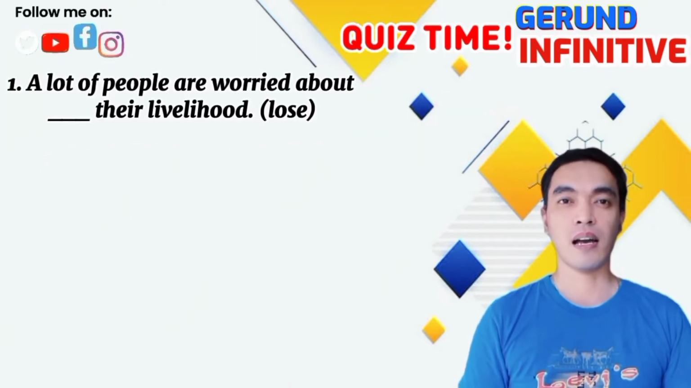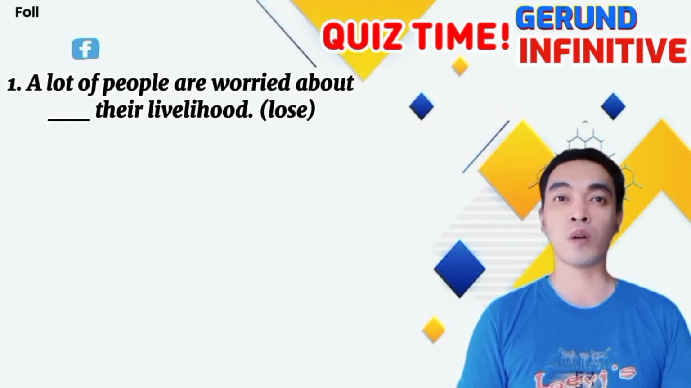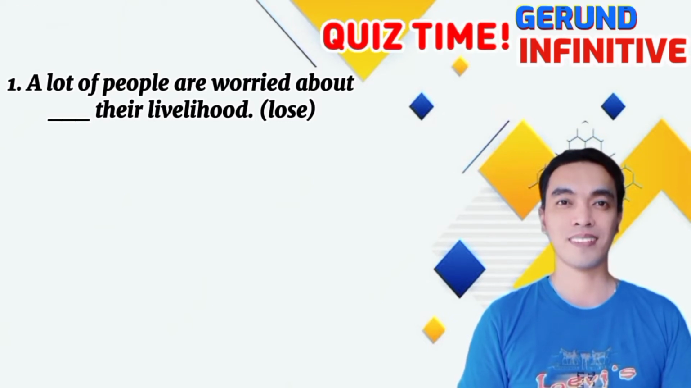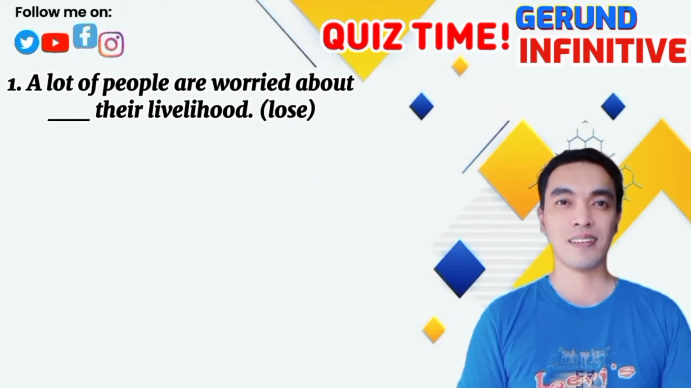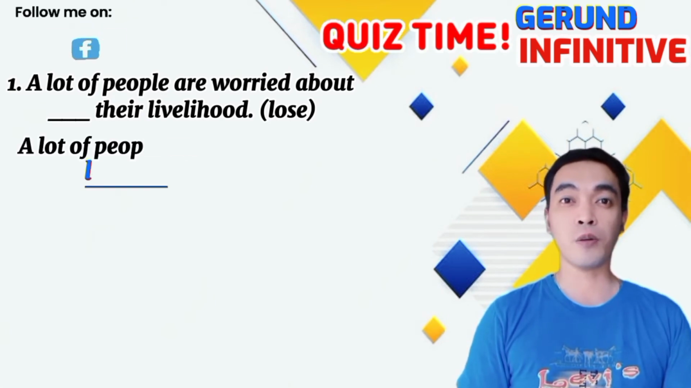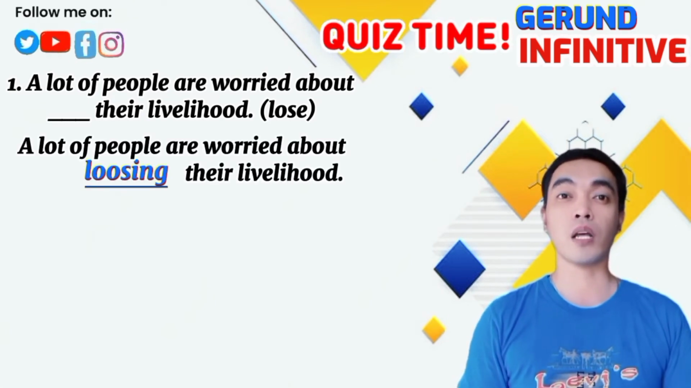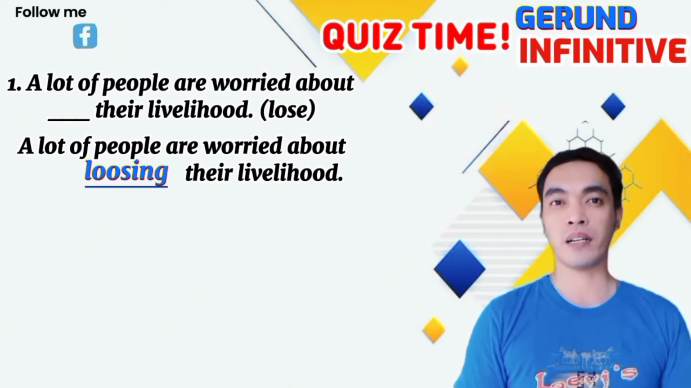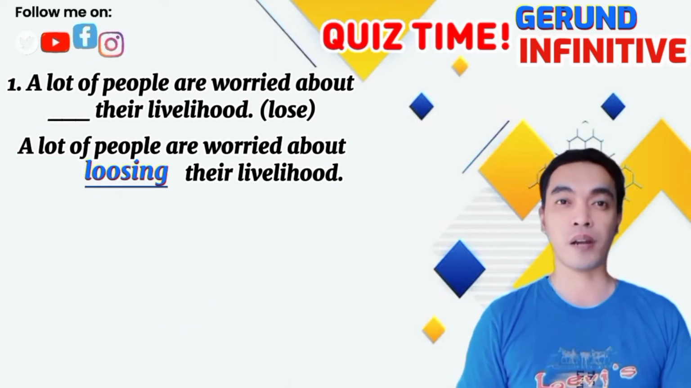Number 1. A lot of people are worried about their livelihood. Use the word lose. The answer is: a lot of people are worried about losing their livelihood. To be worried about plus a gerund.